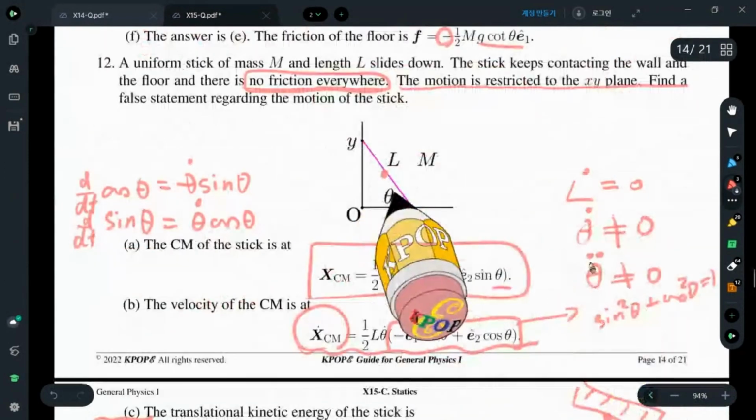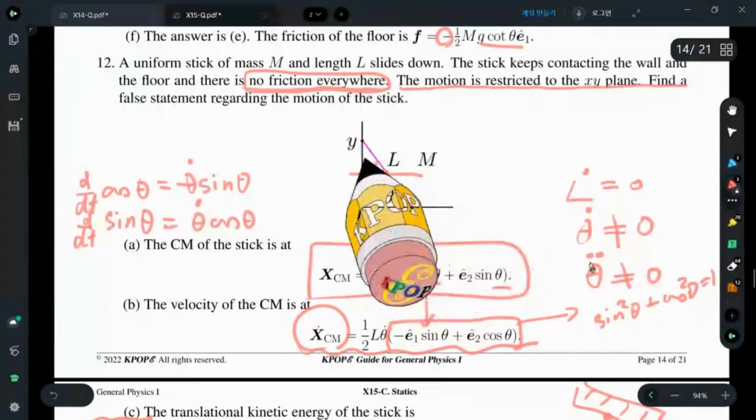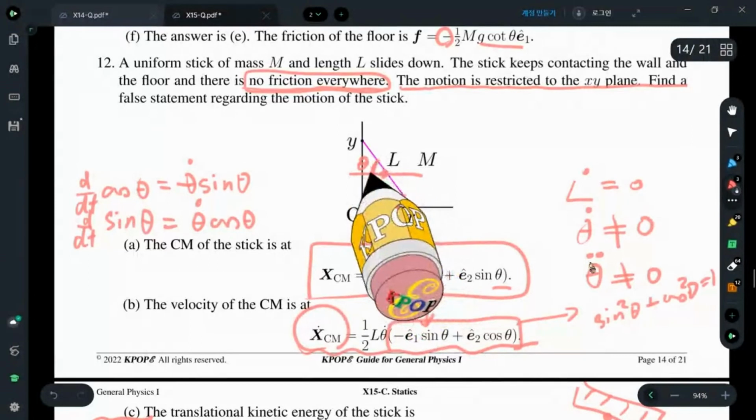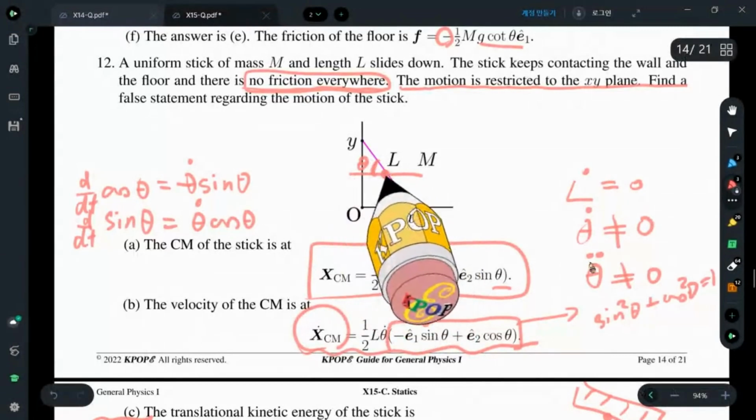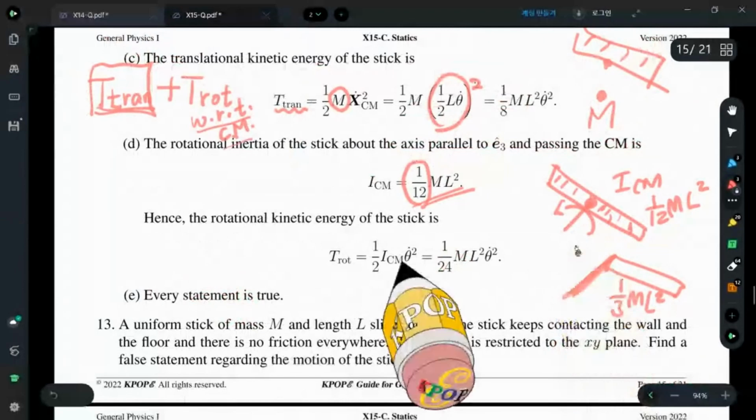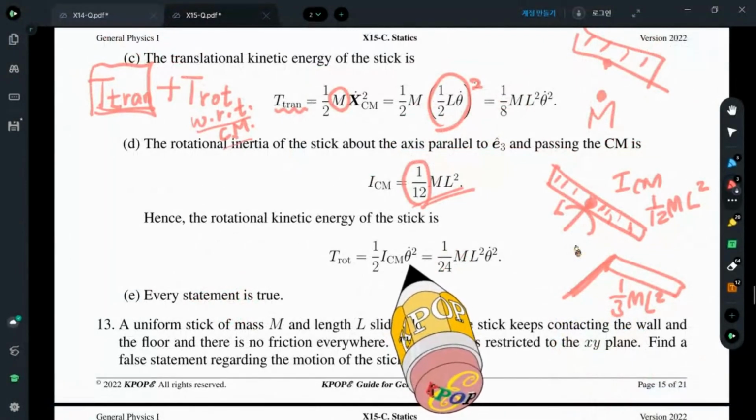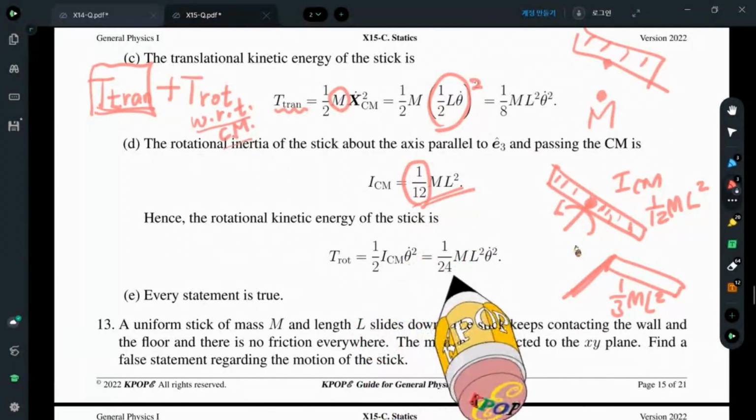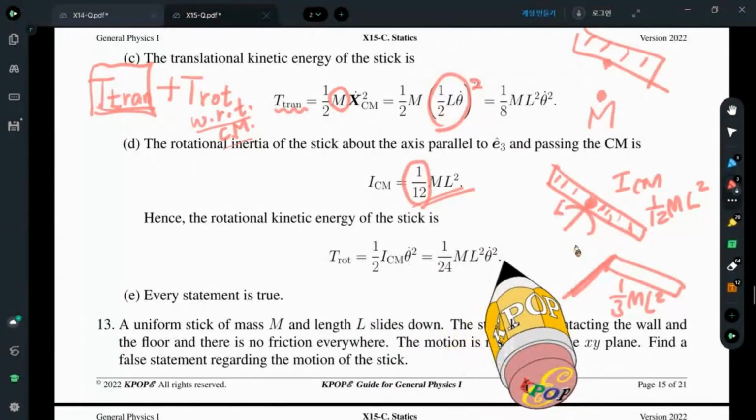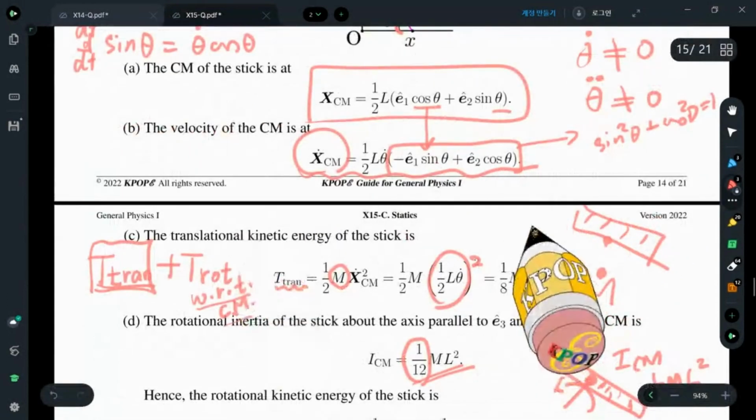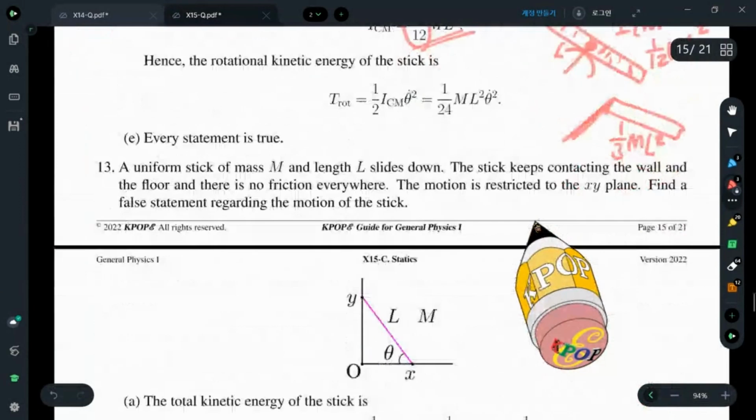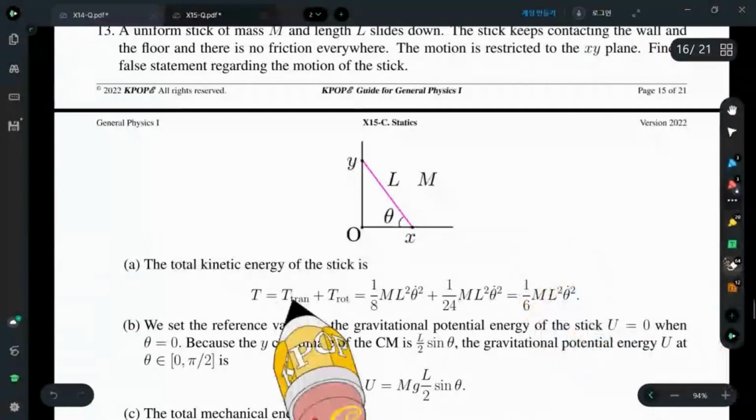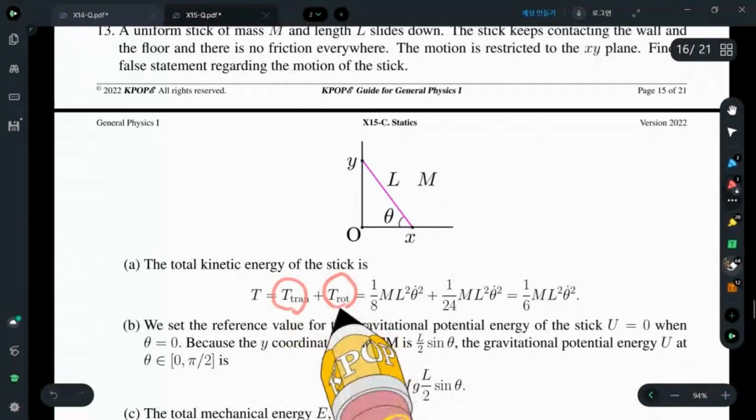And the angle of rotation should be the same as this one, in the same position. These two thetas are the same. So the angle of rotation about the center of mass should be the same as theta. So the angular velocity theta dot squared is multiplied by 1/2 I_CM. Because it's 1/12, we have 1/24 of m L squared theta dot squared. Now we can compute the kinetic energy. The next step is to consider the sum of translational kinetic energy and rotational kinetic energy with respect to the center of mass.